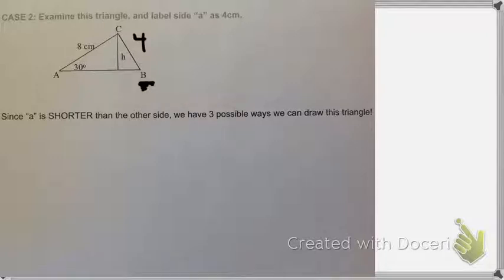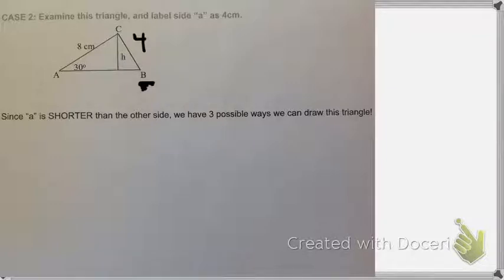So now analyze your triangle. Since A is shorter than the other side, 4 is less than 8, well, this is where we have this ambiguous case. We have more than one triangle that we can possibly draw. So how are we going to work this? Well, why don't I show you what those other triangles may look like?